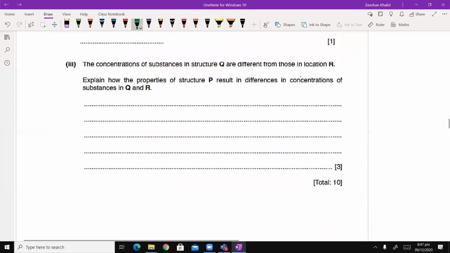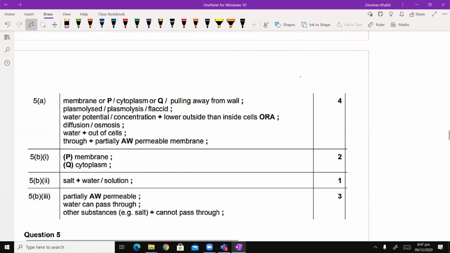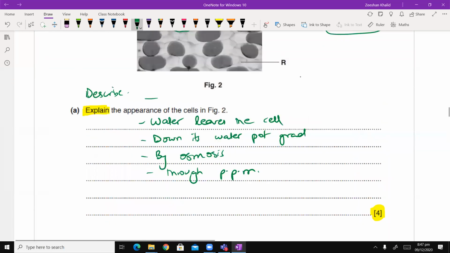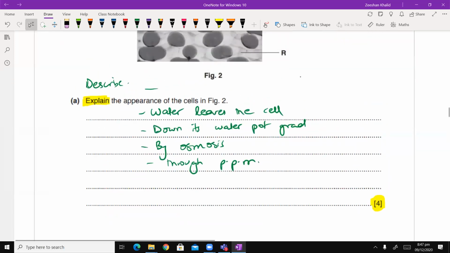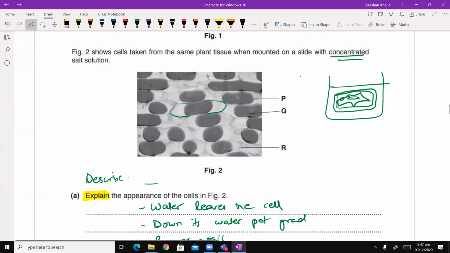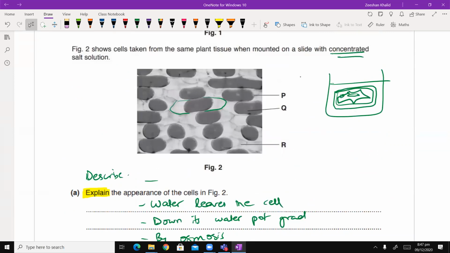So if we quickly go to the marking scheme, ये देखें, वो ये बता रहा है membrane or cytoplasm pulling away from the wall. The cell is plasmolysed, water potential lower on the outside, osmosis is happening, water moves out of the cell through the partially permeable membrane. ये वही पॉइंट है जो कि मैं लिख रहा था और मैं लिखने लगा था, ठीक है ना? So the first point, as I said, you have to identify the differences in the concentration gradient. Okay, so please remember this difference.